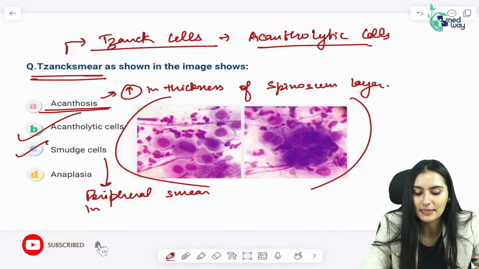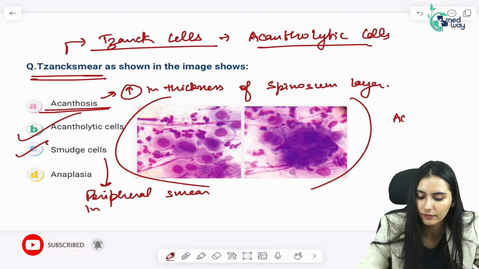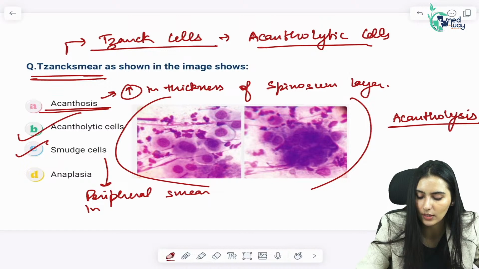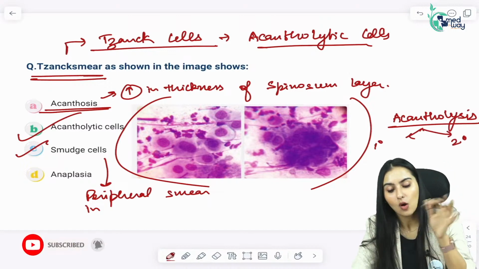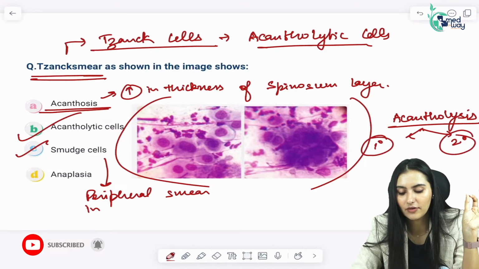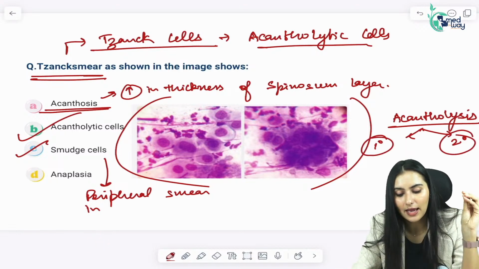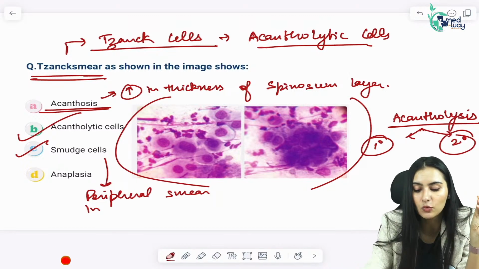Coming to acantholytic cells, you have acantholysis. Let's start with acantholysis. You have primary acantholysis and secondary acantholysis. What is primary acantholysis and what is secondary acantholysis? Acantholysis means there is ballooning of the cells.